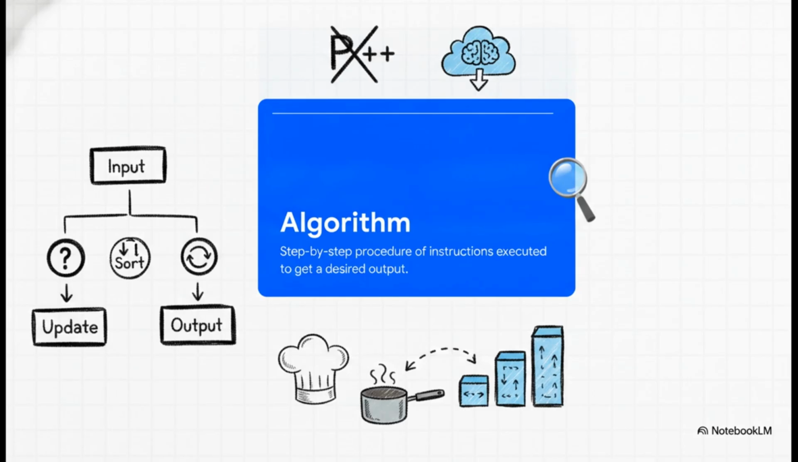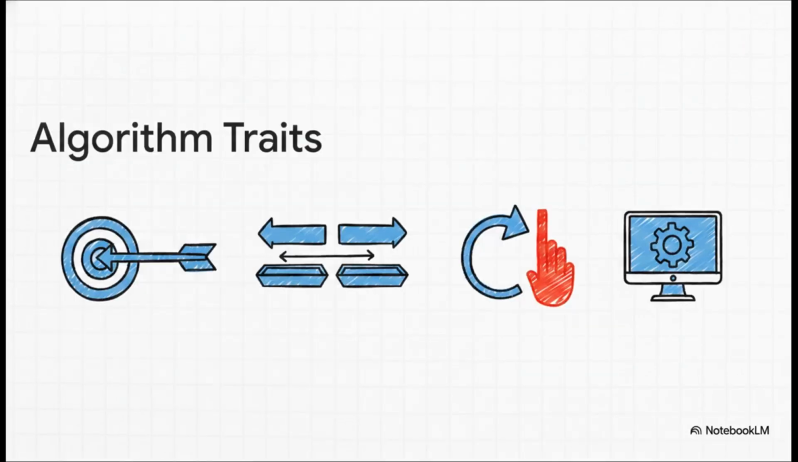They are created completely independent of any specific programming language, whether that's Python, C++, or whatever else you might use. For an algorithm to actually be successful, it has to possess a few specific characteristics. First, the steps must be completely unambiguous, meaning they lead to only one possible meaning. It needs 0 or more well-defined inputs and 1 or more desired outputs.